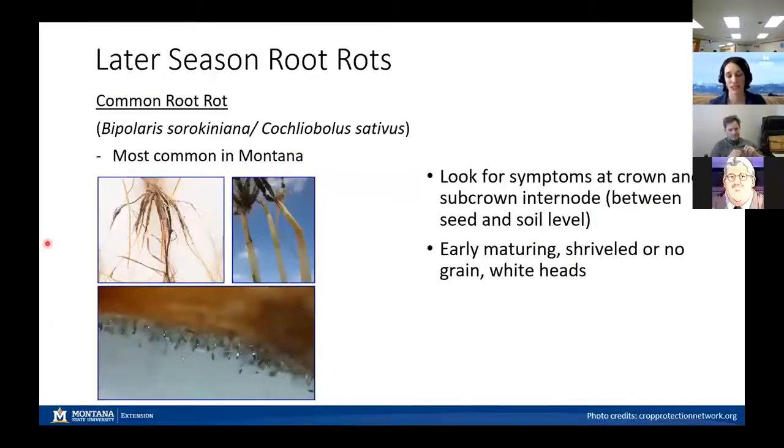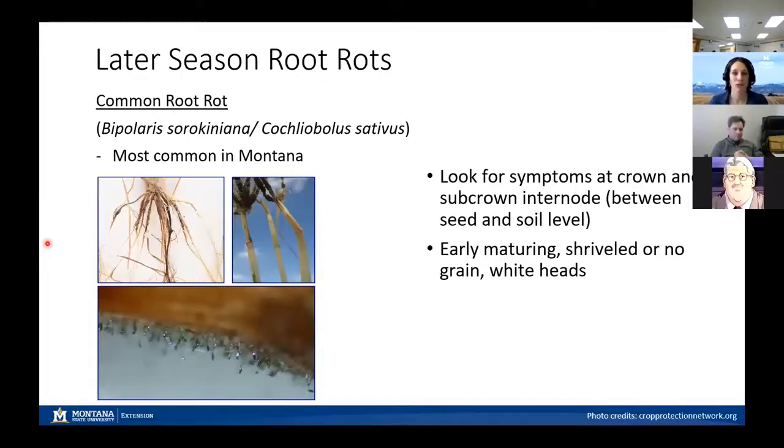Okay, so let's start with the diseases that I actually want to talk in more detail about today. So I thought I would start from the base of the plant and then work my way up. And it's also kind of a look at the progression of diseases throughout the season. And so I have two root rots, which we typically categorize as late season root rots, that I want to highlight for you today. So the first candidate being what we call common root rot, which is caused by a fungus that is called Bipolaris sorokiniana. It also comes by a second name, which is called Cochliobolus sativus.